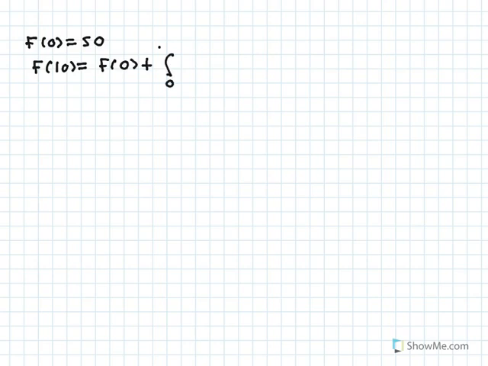All right, let's now apply that. We know that capital F of 0 is equal to 50. That was given in the question. Capital F of 10 is going to be capital F of 0 plus the integral from 0 to 10 of f prime of x dx. Capital F of 0 is just 50, plus 1/2 of the base, that's 10. The height is also 10.